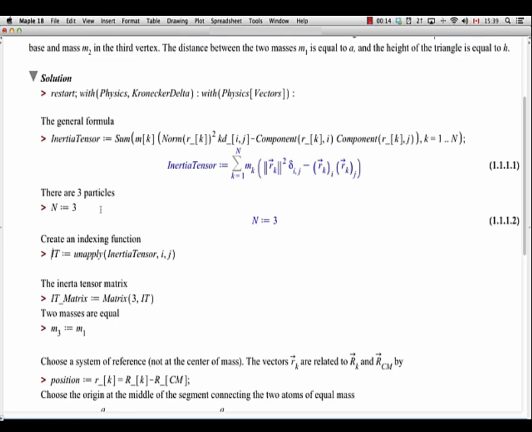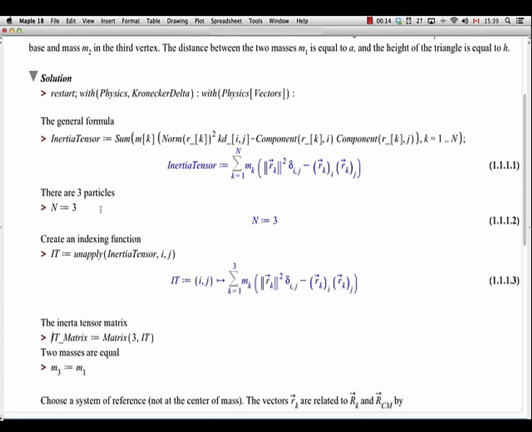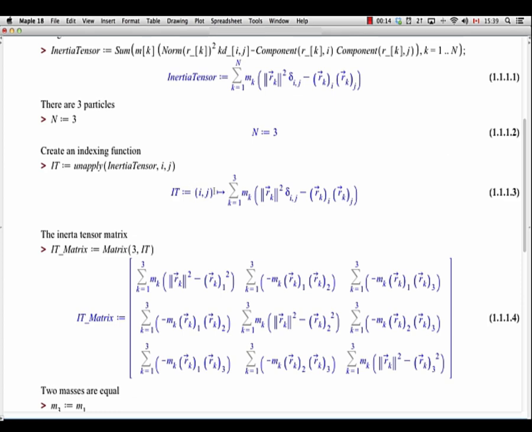We create an indexing function to represent the inertia tensor as a matrix using this compact Maple notation, where we construct a matrix just using an indexing function. On the diagonal, we see the standard formulas for the components of the inertia tensor. Off the diagonal, we also see the standard formulas related to each of the 3 directions, and so on.